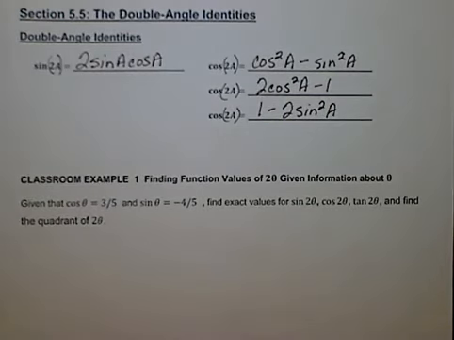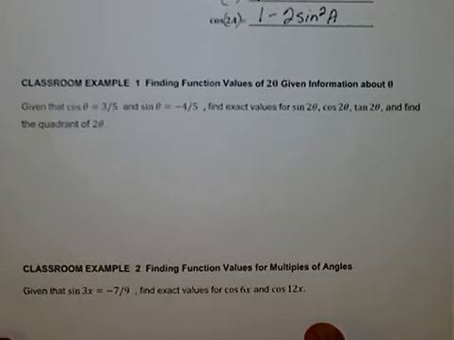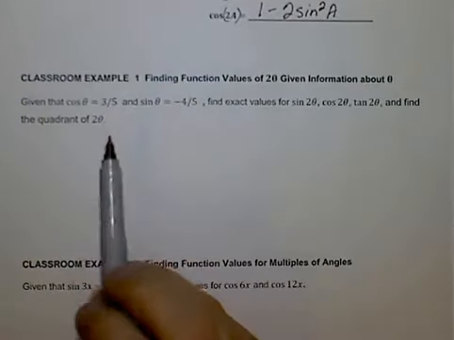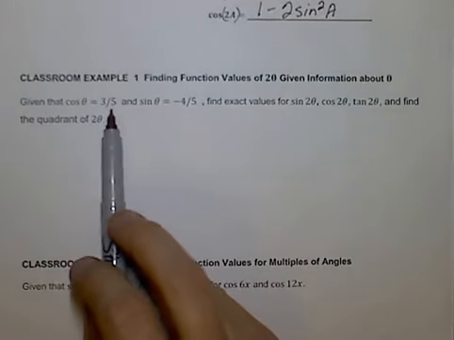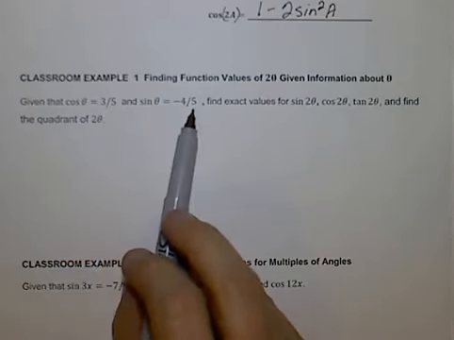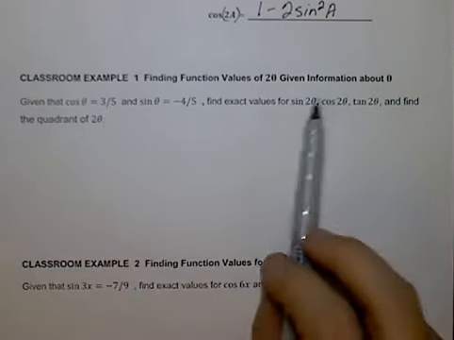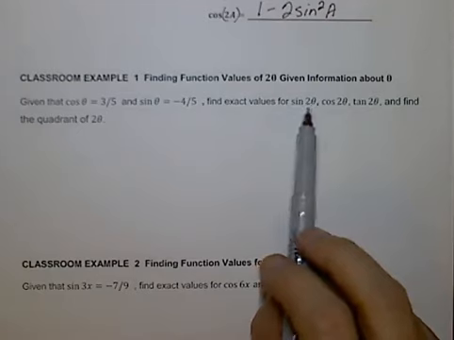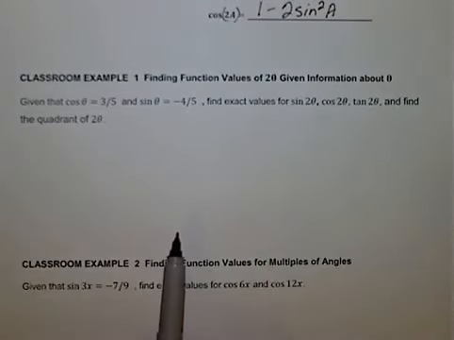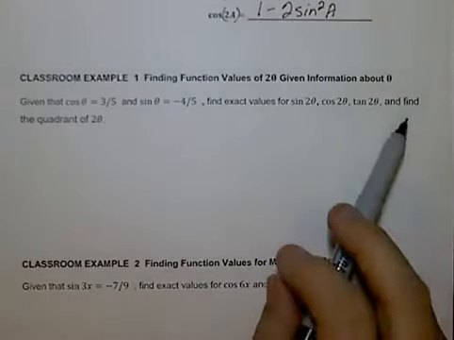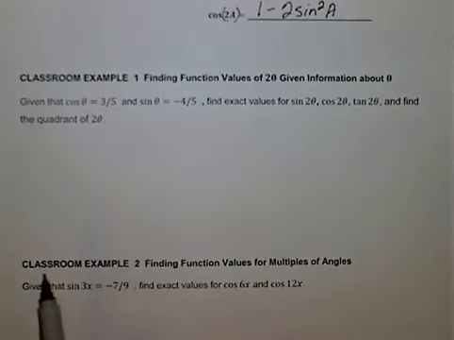Now let's look at an example of using some of these identities. In this problem, we know that the cosine of theta is 3/5 and the sine of theta is negative 4/5. And we're going to try and find exact values for sine, cosine, and tangent of 2 times theta. And then once we find those, we'll be able to determine what quadrant 2 theta is in.